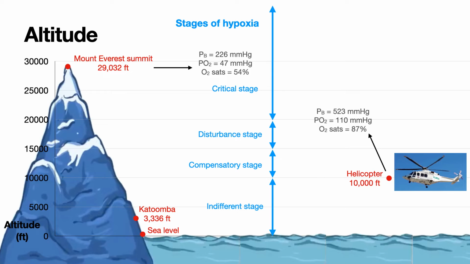And then above this, in the disturbance stage at 15 to 20,000 feet, our oxygen saturations would typically be 70 to 80%. And we may have a reduced level of consciousness in this, certainly poor vision, again, headache. And above that, at the critical stage above 20,000 feet, our oxygen saturations would typically be below 70%, and we'd have a reduced level of consciousness, seizures, and death.